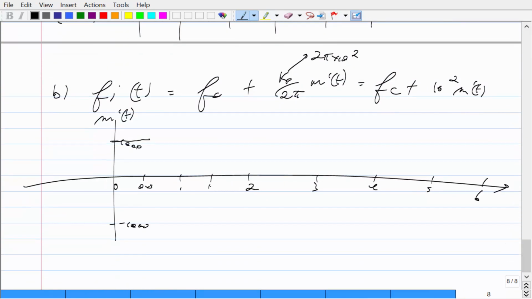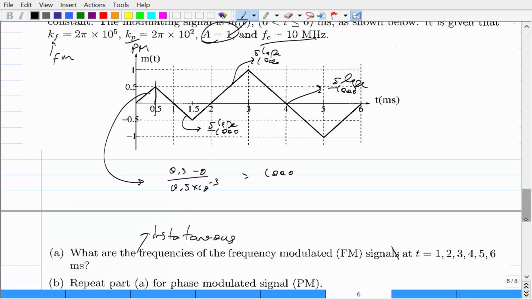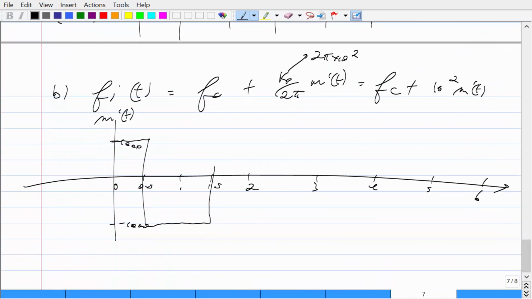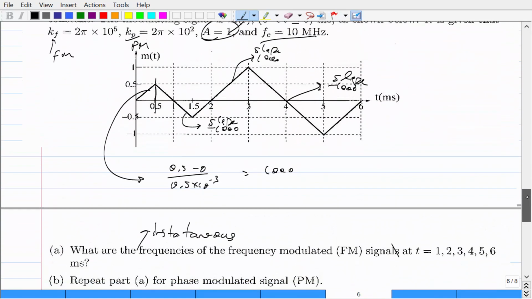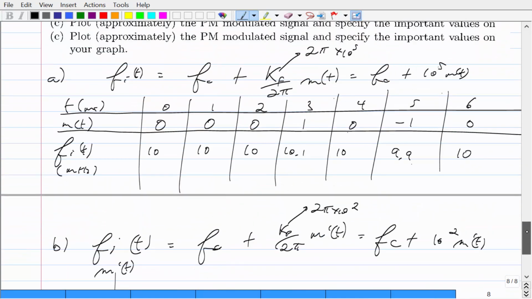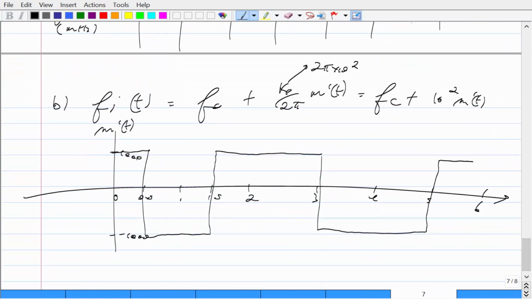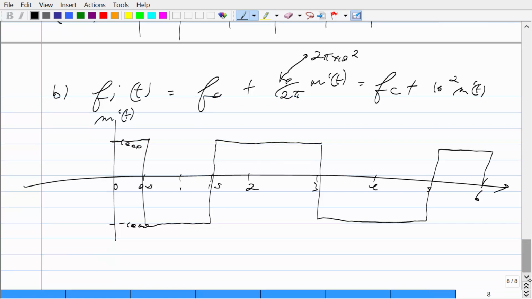So this is 1.5 over here. It's going to jump down here, between here and here. And then between 1.5 and 3, there's a slope of 1,000 again. So 1.5 to 3 goes here. And then between 3 and 5, there's a slope of minus 1,000, so it goes down here and then like this. And finally, between 5 and 6, there's a slope of 1,000 again, so it goes up like this, and then it stops like that. So this is what the derivative of the message would be.